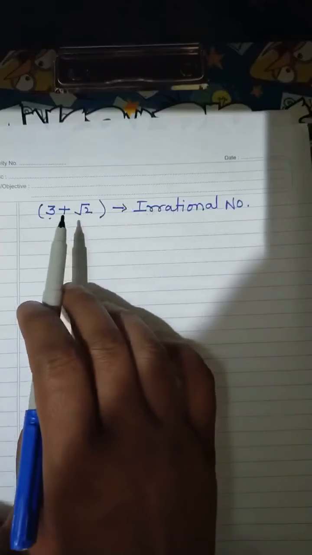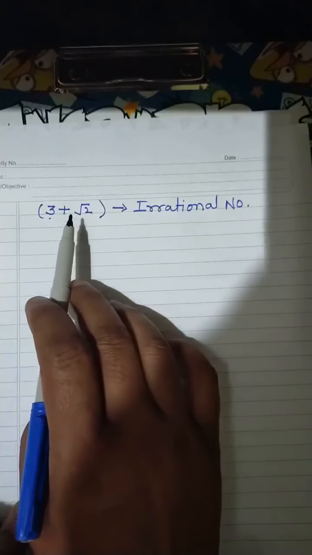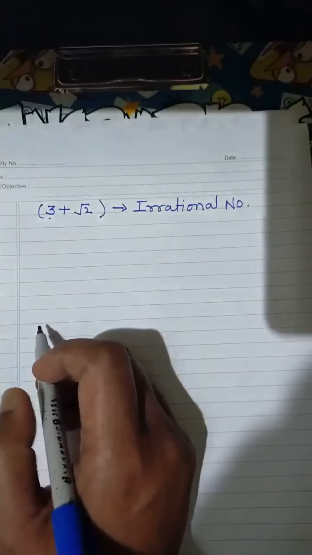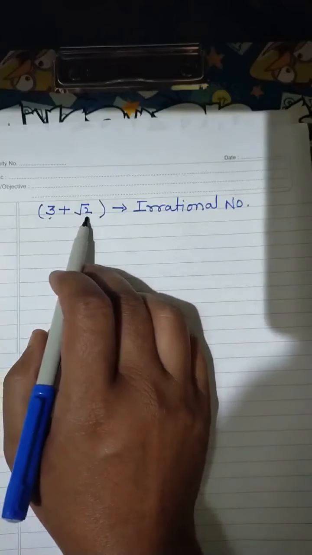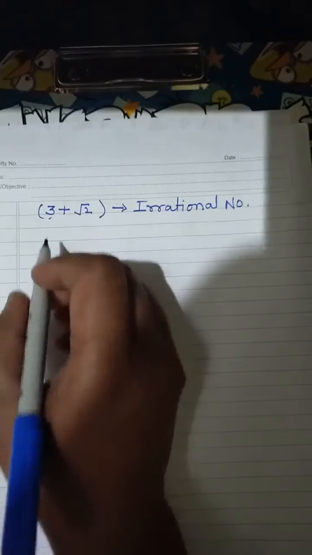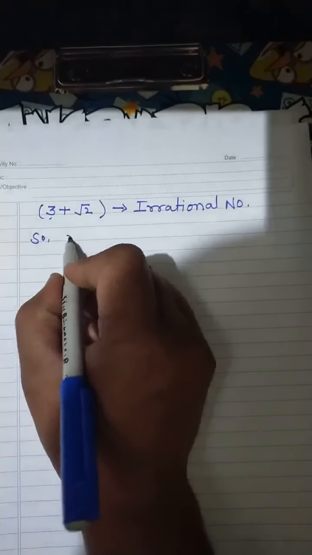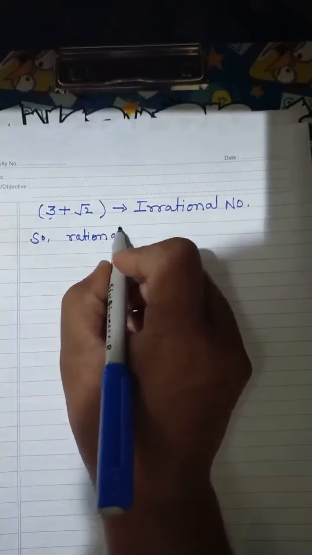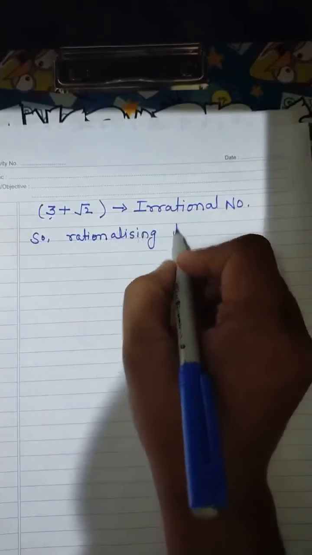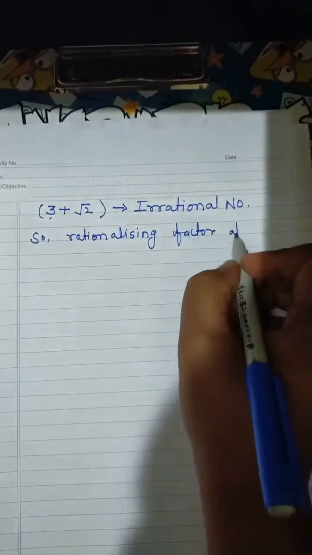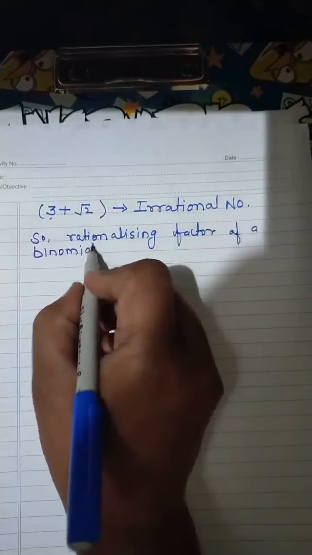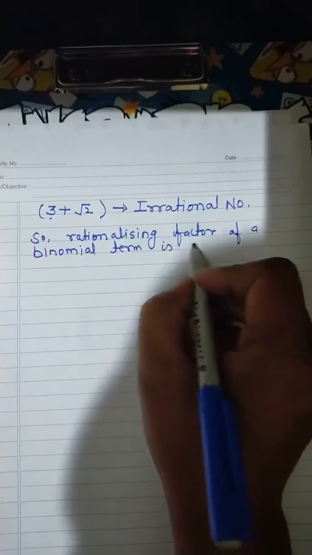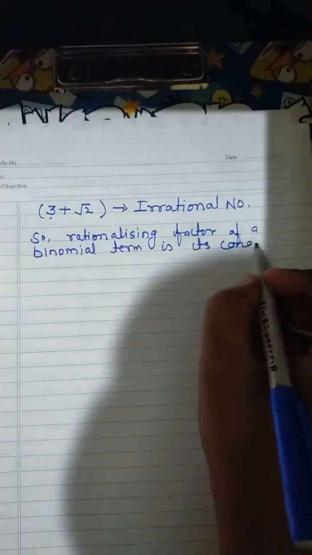Now we have to find the rationalizing factor of 3 plus root of 2. So children, always remember, this is a binomial term. Here this is the first term and this is the second term. This is a binomial term. So the rationalizing factor of a binomial term is its conjugate.